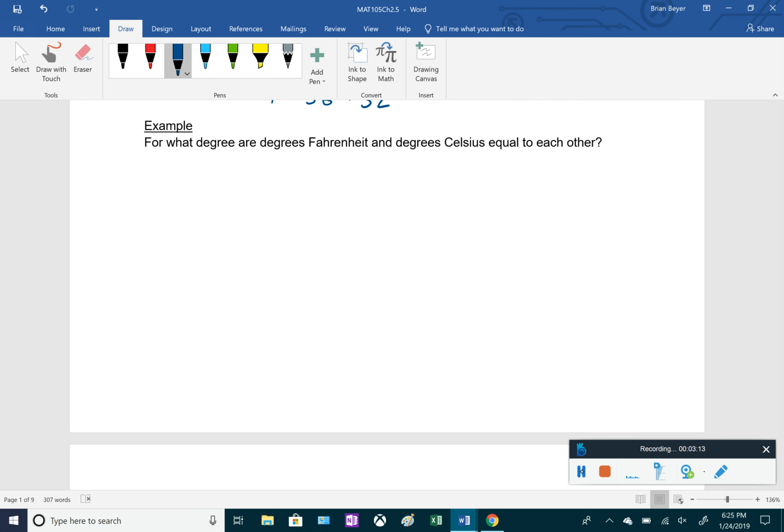So I'm just going to write it down. Fahrenheit equals 9/5 Celsius plus 32. We want to know when they're equal. What that means is that we want to know when C equals F. So we can take that and plug that in. We can either plug a C into F or an F into C. It does not matter at all. I'll plug the F into C. So instead of a C, there's an F. And now we're going to solve this for F.